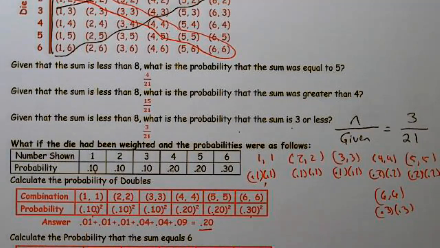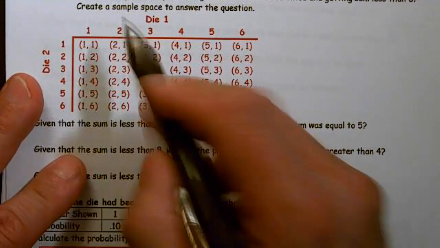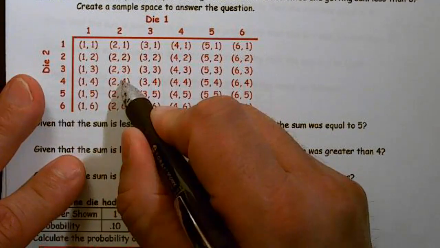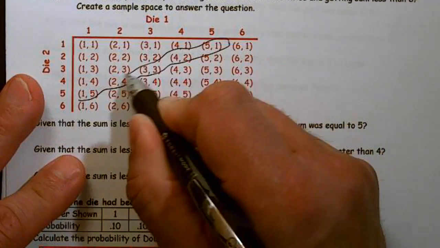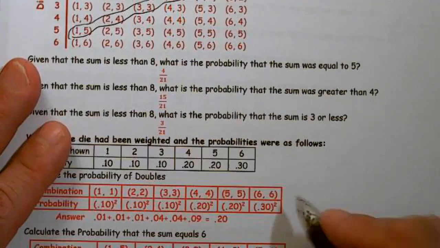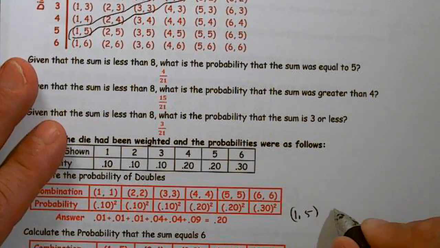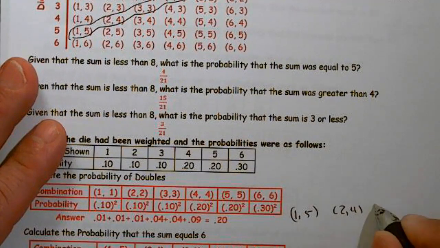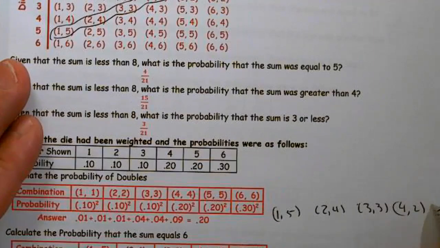All right. Calculate the probability the sum equals 6. So it says calculate the probability the sum equals 6. So I need to look up at my table and go, where does it equal 6? Well, 1 plus 5 is 6 and 2 plus 4. So basically, this group right here ends up equaling 6. And we remember we have a weighted die. So we're looking at a 1-5. We're looking at the 2-4, a 3-3, a 4-2, and a 5-1.